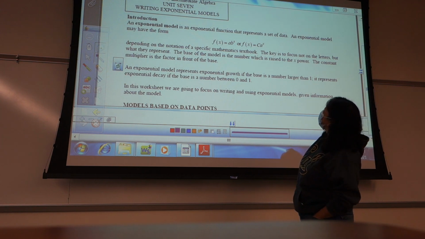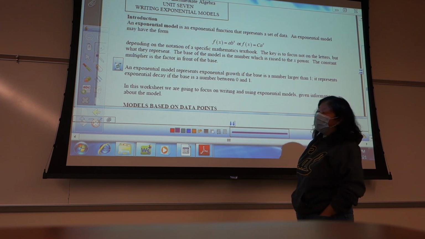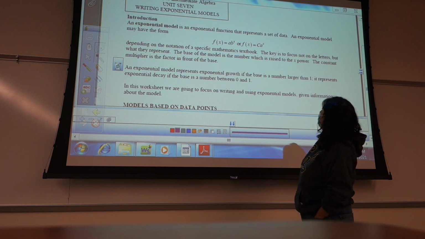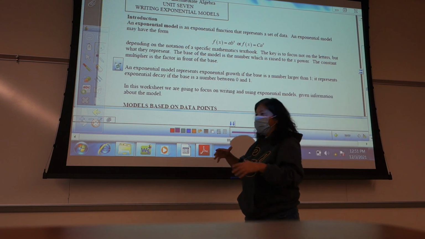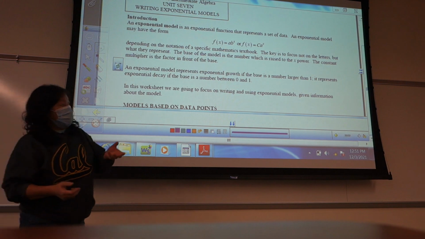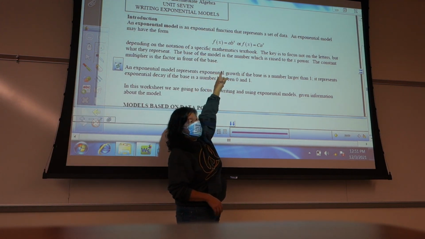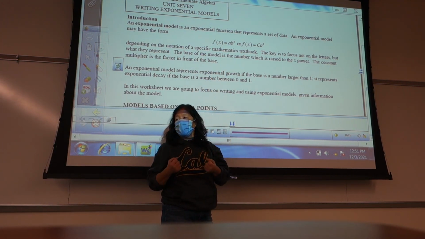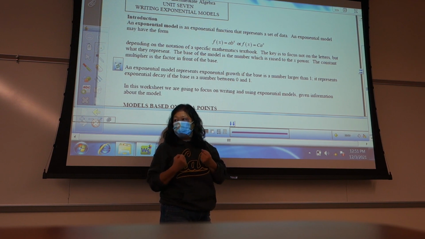All right, so let's go back to what we have. Again, some places will call it a times b to the x. I'm going to be calling it c times a to the x. The important thing to focus on is not the letters, but what they represent. You have the initial amount, that's the number in front, the multiplier, and then you have your base. That's your growth or decay factor.